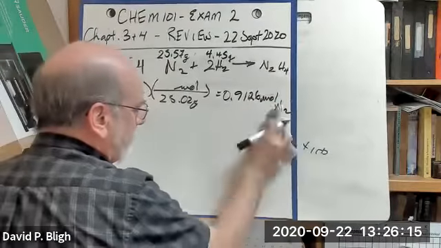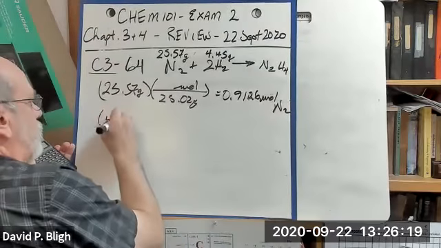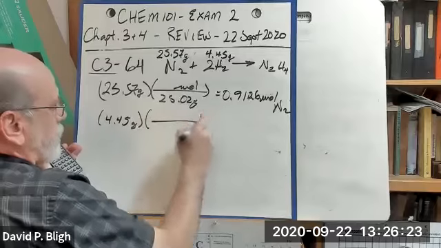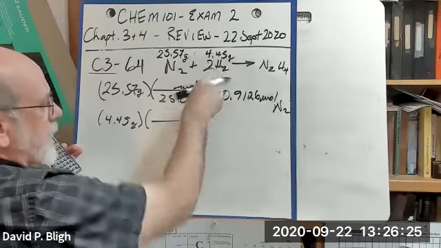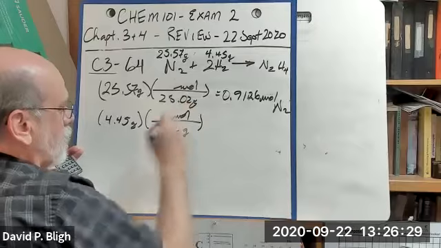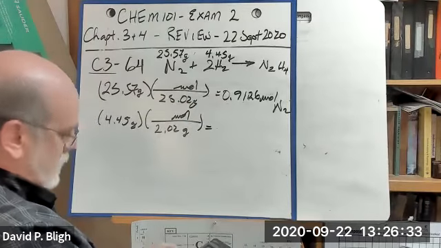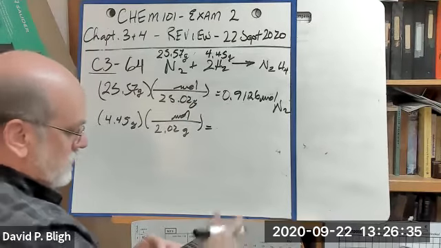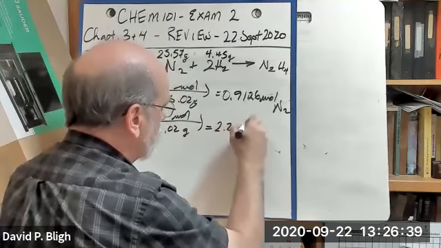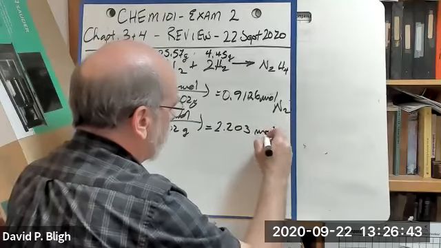Okay, I'm going to have to erase this. Sorry. Hydrogen. Got to convert it to moles. So with diatomic hydrogen, we have 2.02 grams per mole. So 4.45 divided by 2.02 is 2.203 moles of hydrogen.